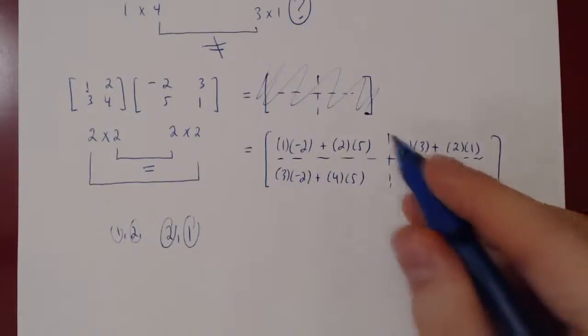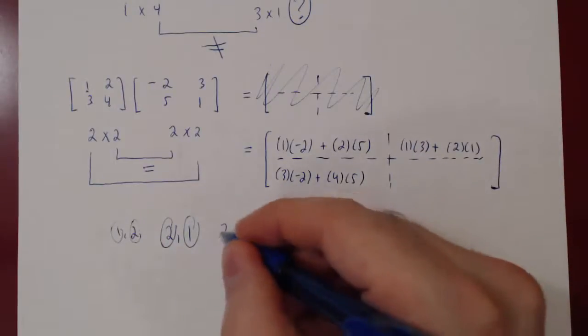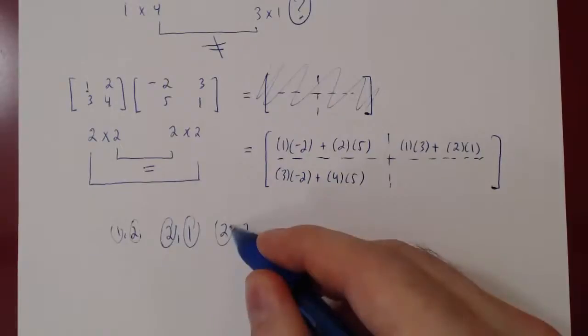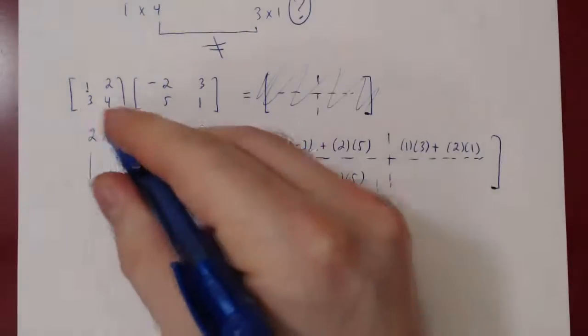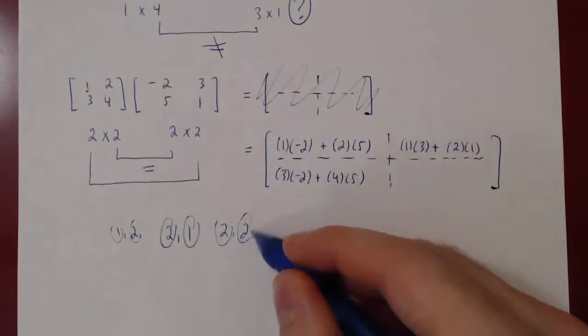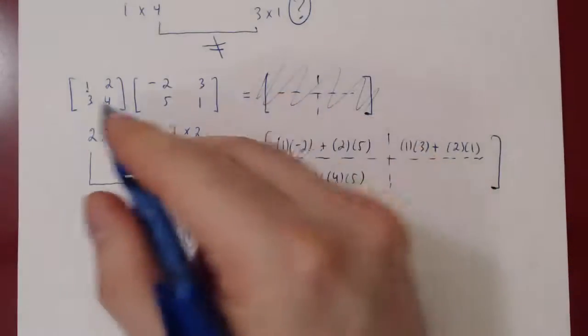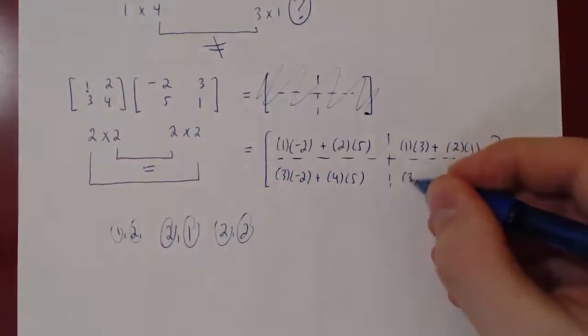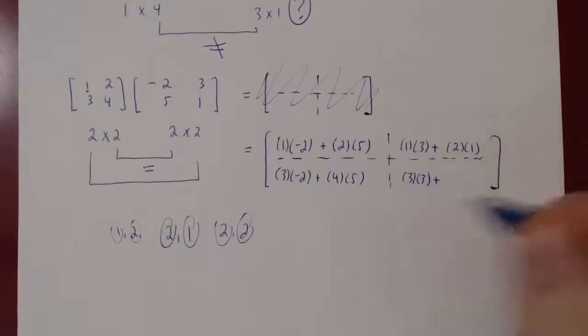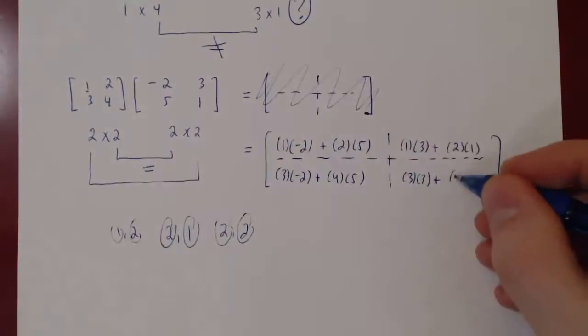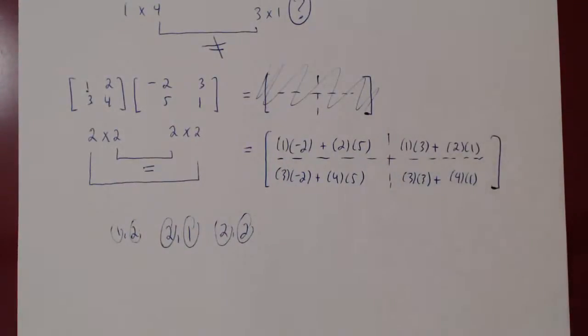And finally, the entry in row 2, column 2, so 2, 2. So we take the second row of the first matrix times the second column of the second matrix. And so we get 3 times 3 plus 4 times 1. And so there you have it.